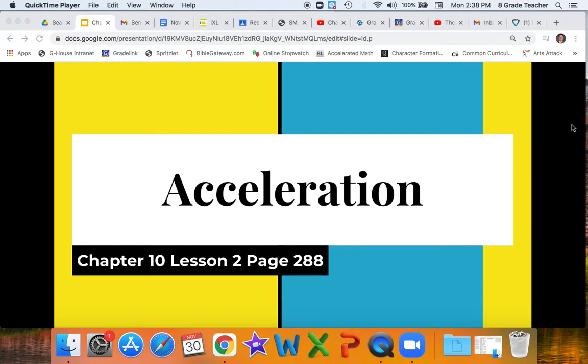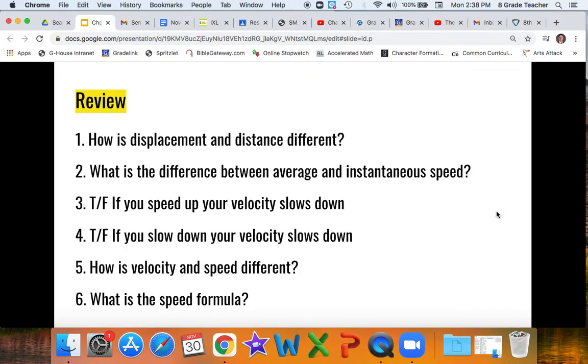Chapter 10, Lesson 2 can be found on page 288 in your textbook. In today's lesson, we're going to begin by reviewing what we learned in Lesson 1, all about motion.